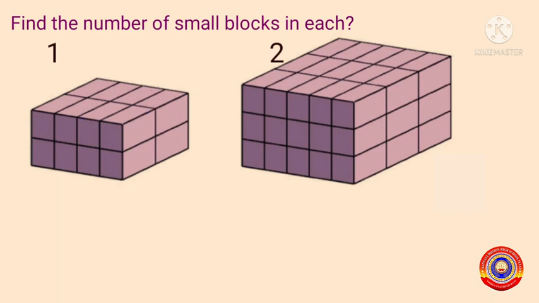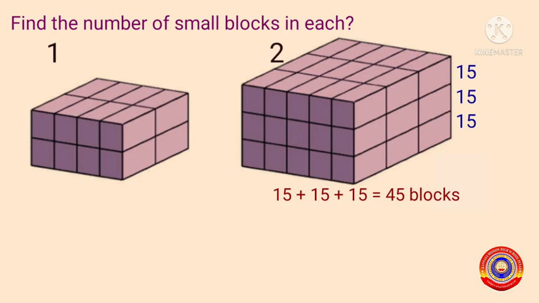In the second rectangular block, there are 3 layers and each layer is having 15 smaller blocks. This makes a total of 15 plus 15 plus 15. That is equal to 45 blocks. Or we can find out the number of small blocks in this way also.